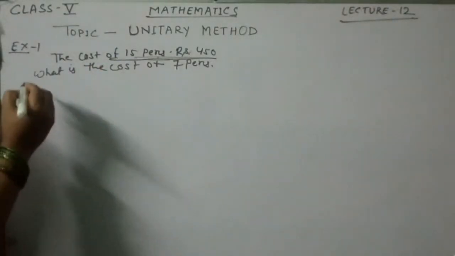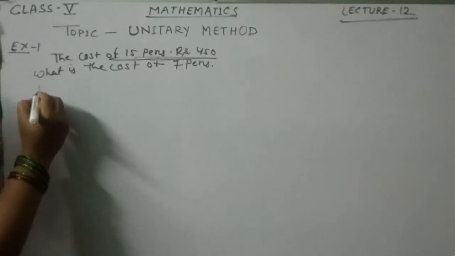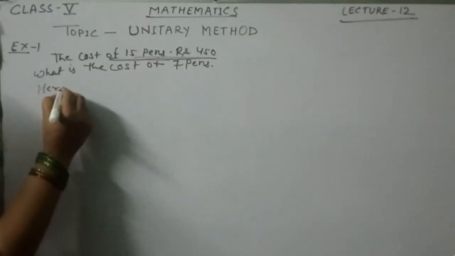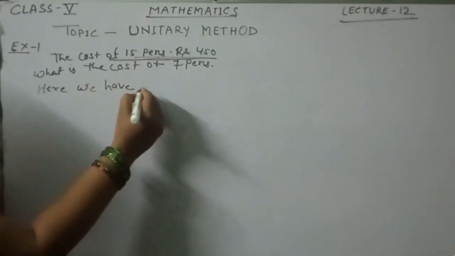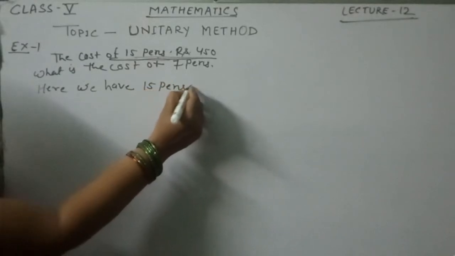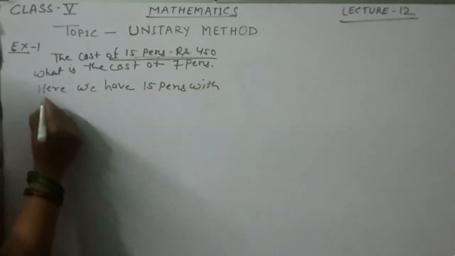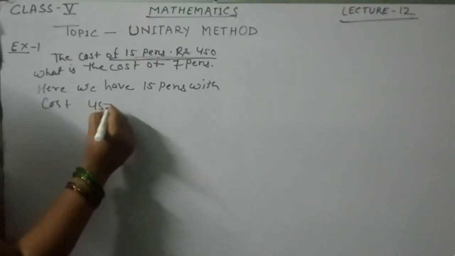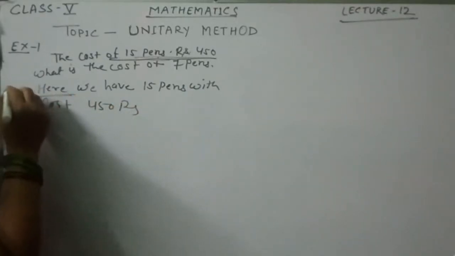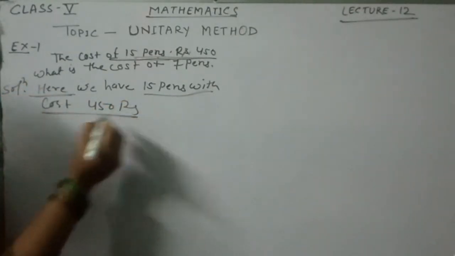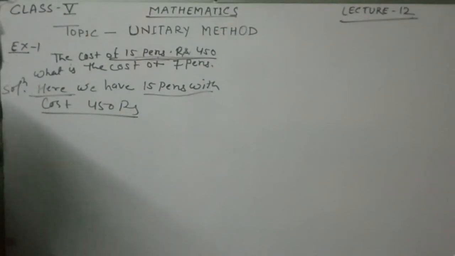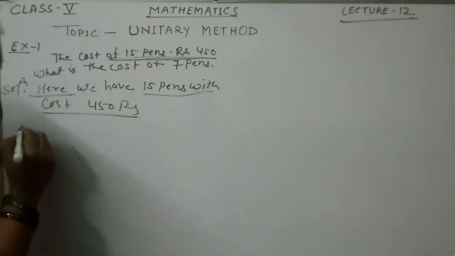Then write here, cost of 15 pens: 15 pens with cost 450 rupees. What is given here? 15 pens with the cost 450 rupees. So what I told you, first we get the value of 1 pen. So what is the value of 1 pen?